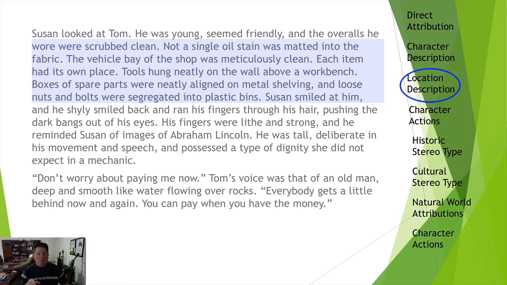Tools hung neatly on the wall above the workbench. Boxes of spare parts were neatly aligned on metal shelving, and loose nuts and bolts were segregated into plastic bins. So what I've got is direct attribution. Susan attributing the friendliness to Tom. You got a character description, which shows that he's a neat person. And then you've got location description, which amplifies that.